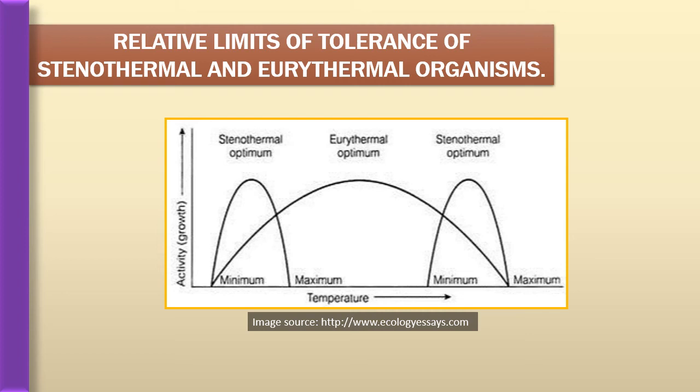Frog eggs develop between 0 to 30 degrees centigrade with an optimum of about 22 degrees centigrade. Thus, trout eggs are stenothermal and low temperature tolerant, whereas frog eggs are eurythermal and high temperature tolerant. Trout, both eggs and adults, are generally relatively stenothermal, but some species are more eurythermal than the brook trout.